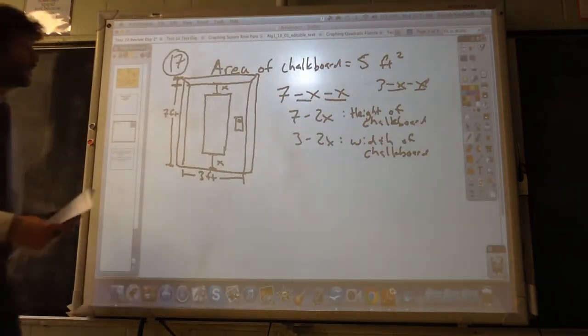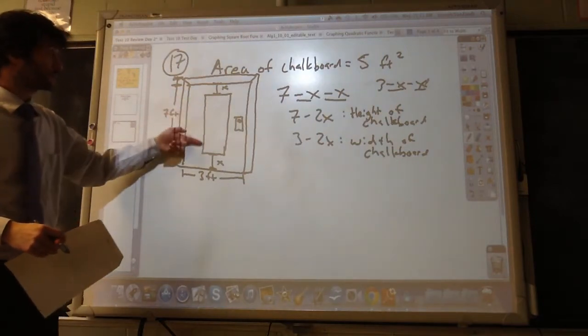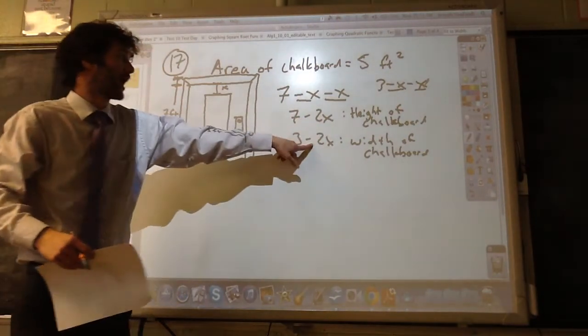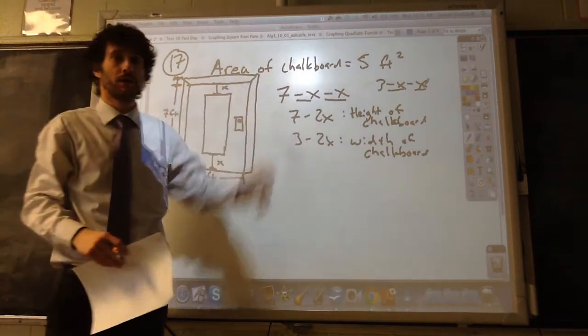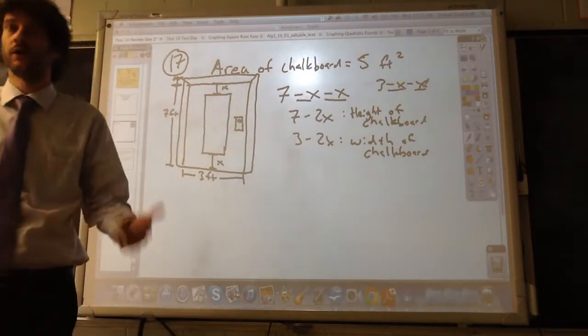Now I should be able to write an equation. Because I know the length, or the height, I have that. I have the width, and I know the area. So what is the formula for area of a rectangle?